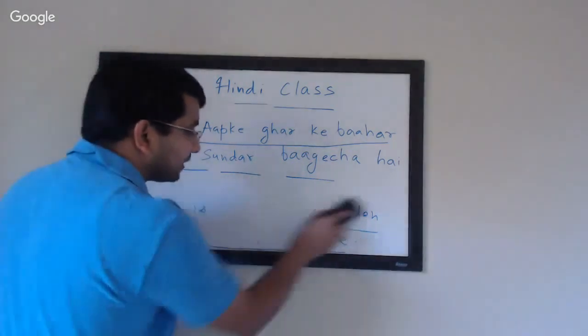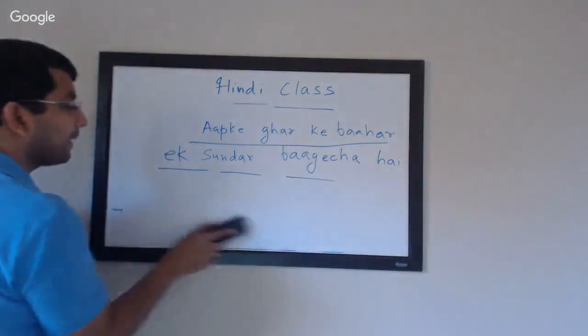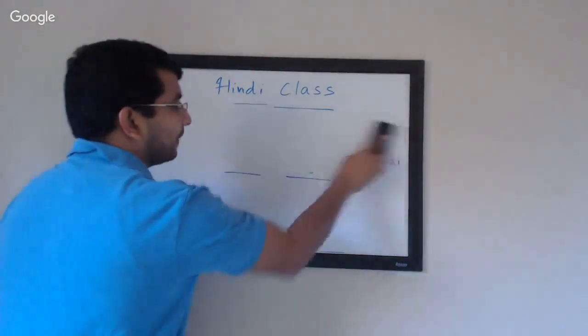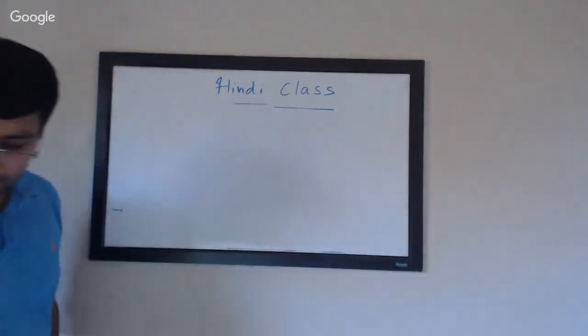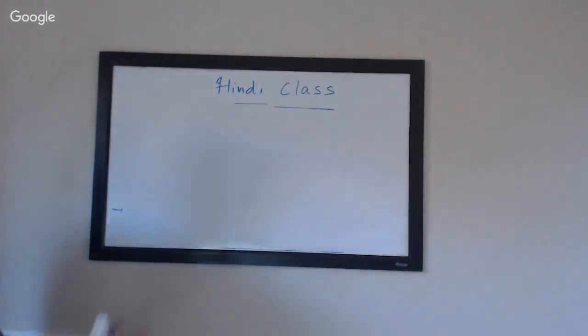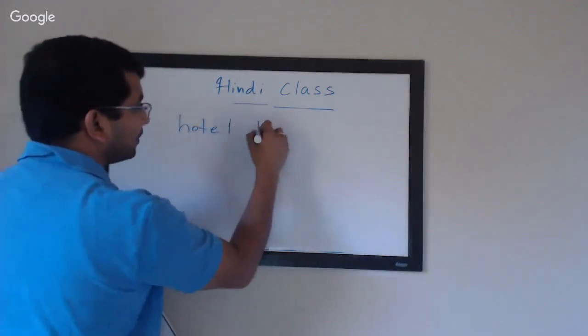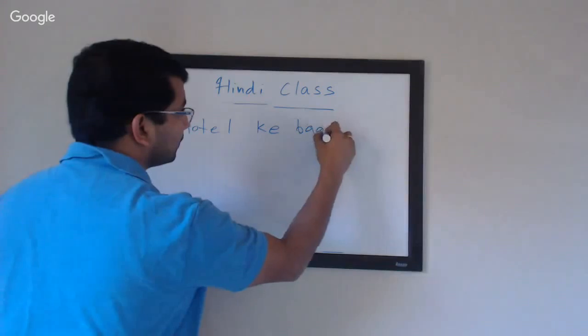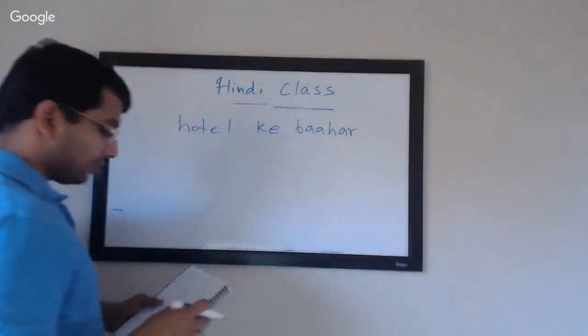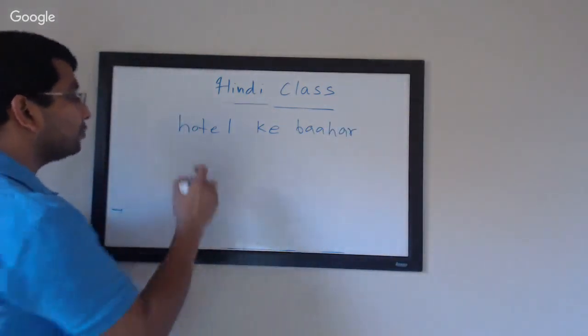Let's try other things. Same thing, hotel के बाहर that we covered. You can try here also: hotel के बाहर. Or you can also say school के बाहर.